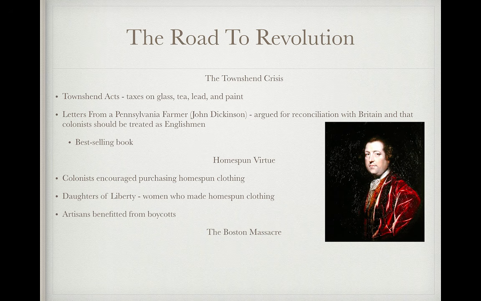Now, in Boston, we have the very famous Boston Massacre. And to understand this, let's go back a little bit. Many British soldiers wanted second jobs besides being soldiers, and they would compete with colonists for these jobs, which would increase tensions.